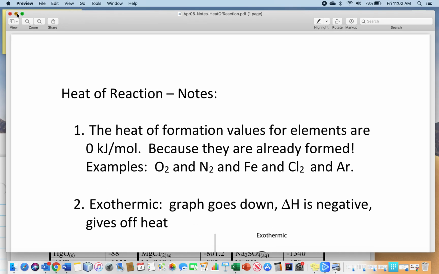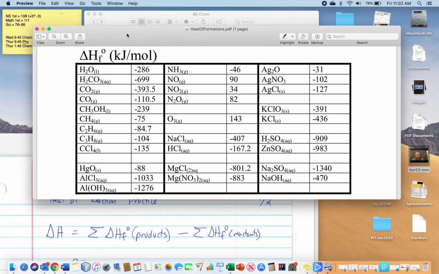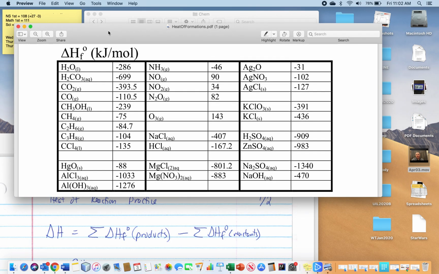So I'm going to minimize that. And you should have this table in your notes somewhere. This is the table of heats of formation. Delta H f zero is standard state. And you'll notice you don't see any elements on here because they're all zeros. You don't need those.